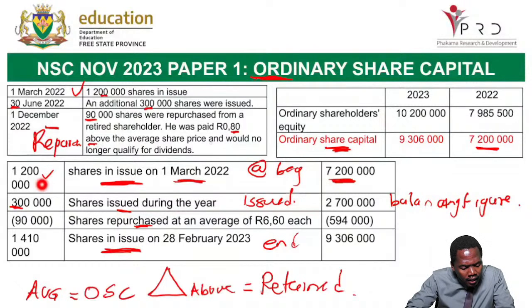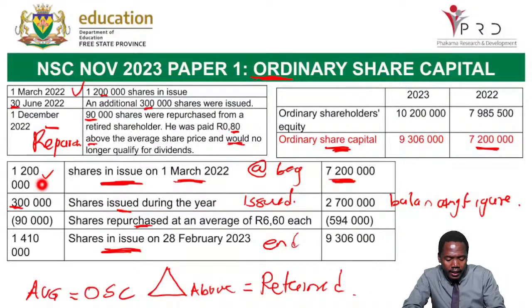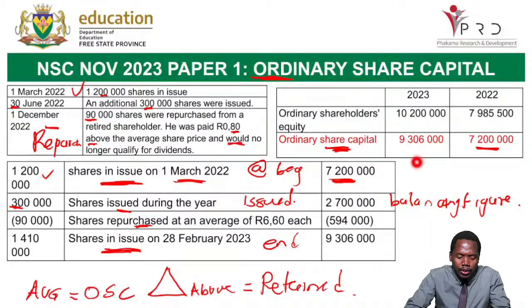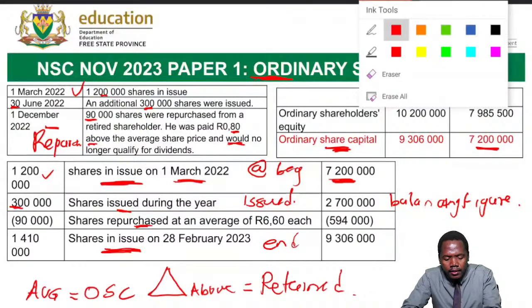And this person would no longer qualify for dividends. So we'll look at that later. Now, how do we work this one out?